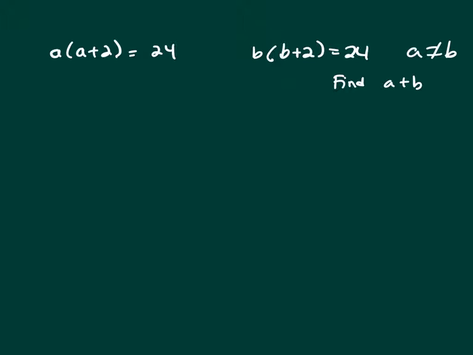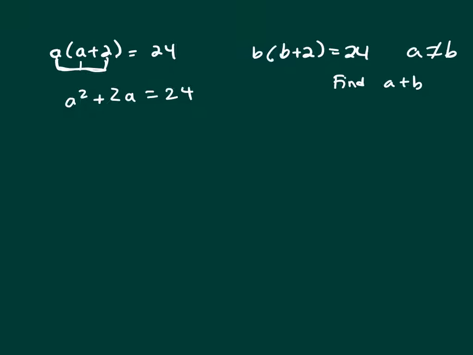Notice the two equations are the same except one's got A's and one's got B's. So we only have to solve one of them. So let's solve the one with A. We want to distribute this A. A times A is A squared plus A times 2 is 2A equals 24.